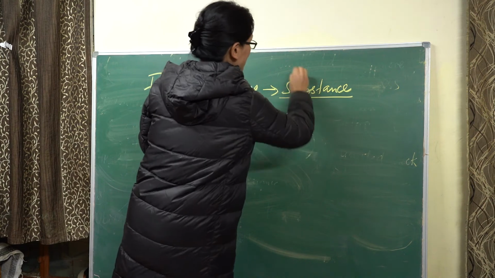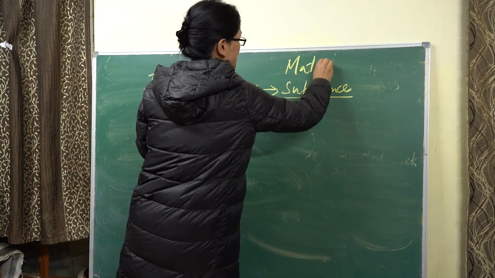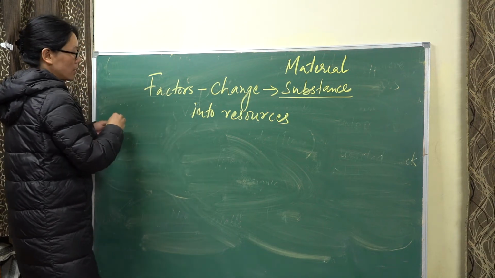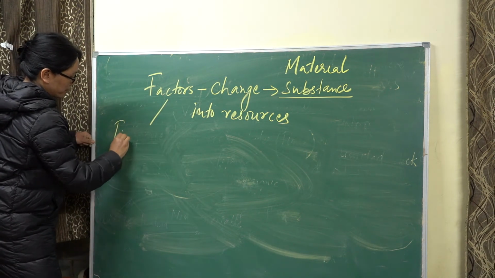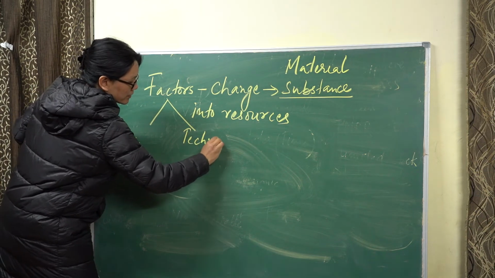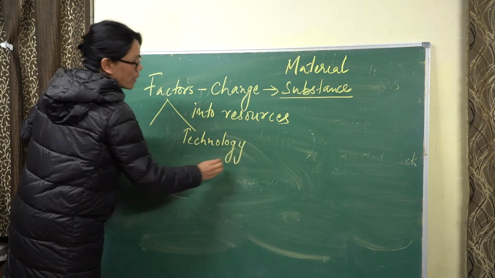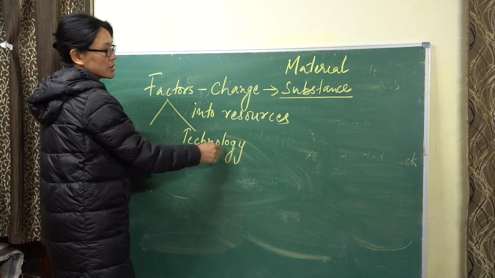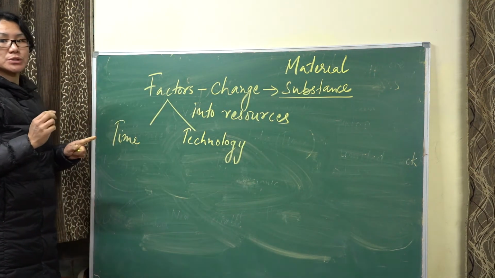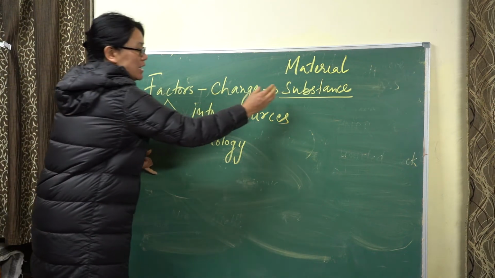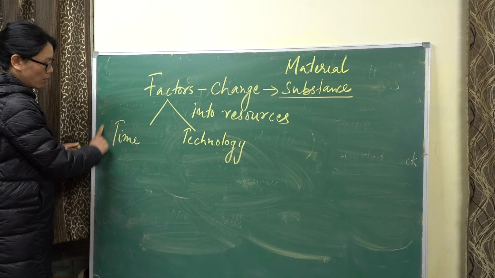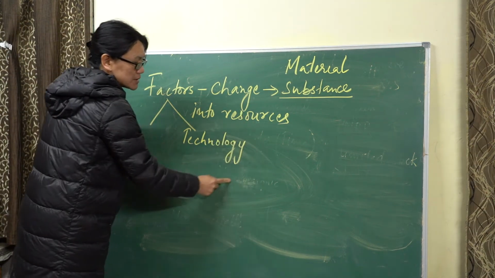When I say substance, we can take it here as material. All right, so two factors are there: one is time, another one is technology. These two factors will change any material into resources. Any material to become a resource requires two things: time and technology.